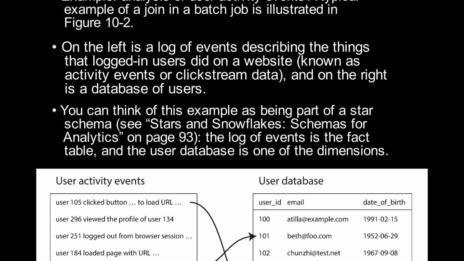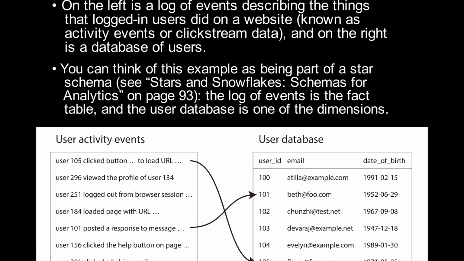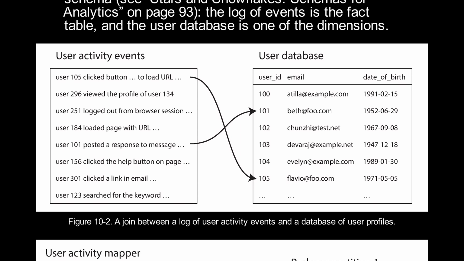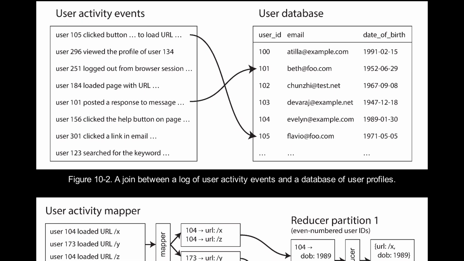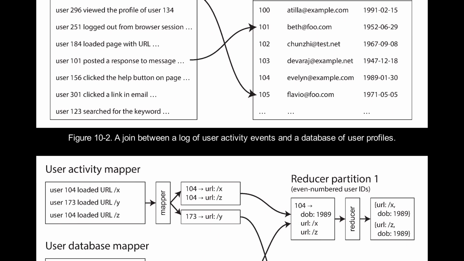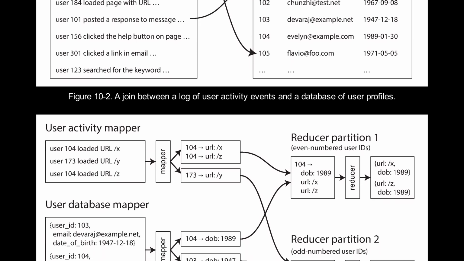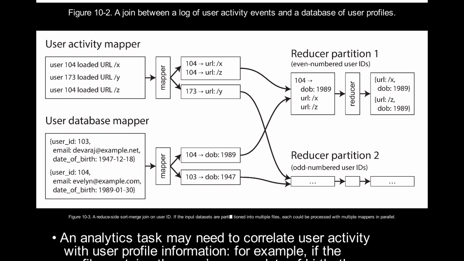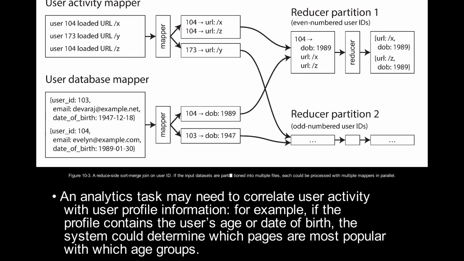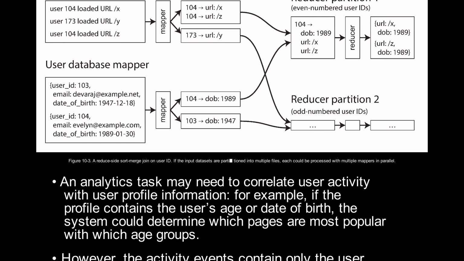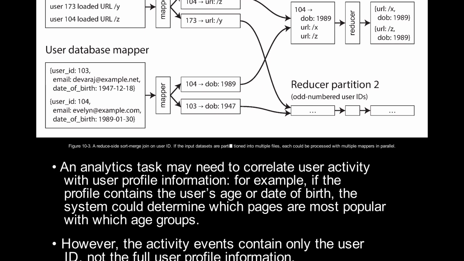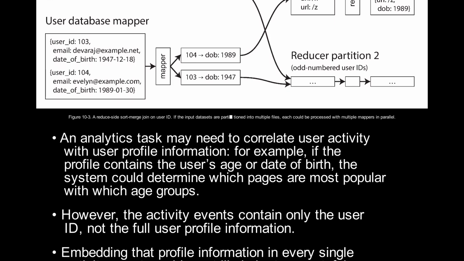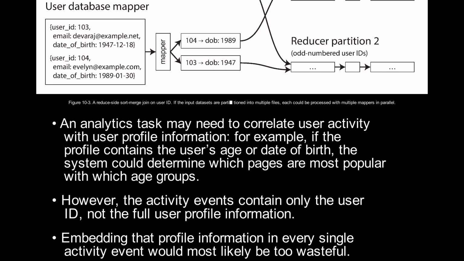Figure 10-2. A join between a log of user activity events and a database of user profiles. Figure 10-3. A reduce-side sort-merge join on user ID. If the input datasets are partitioned into multiple files, each could be processed with multiple mappers in parallel. An analytics task may need to correlate user activity with user profile information. For example, if the profile contains the user's age or date of birth, the system could determine which pages are most popular with which age groups.